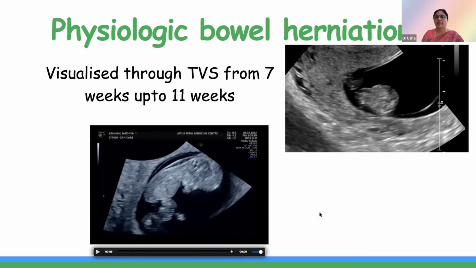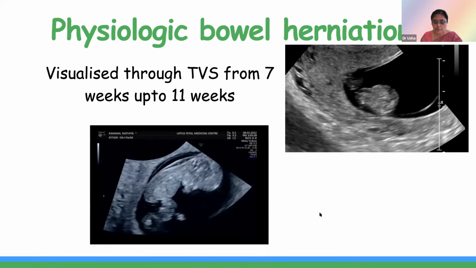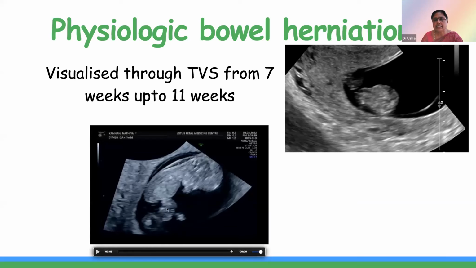And after 11 to 12 weeks, we should not be seeing this physiological herniation. So if you see any herniation after 12 weeks, then we decide that it is pathological. So we have to differentiate between gastroschisis and omphalocele. So we should not mistake this for an anterior abdominal wall defect before 11 weeks. It is the physiological umbilical hernia.